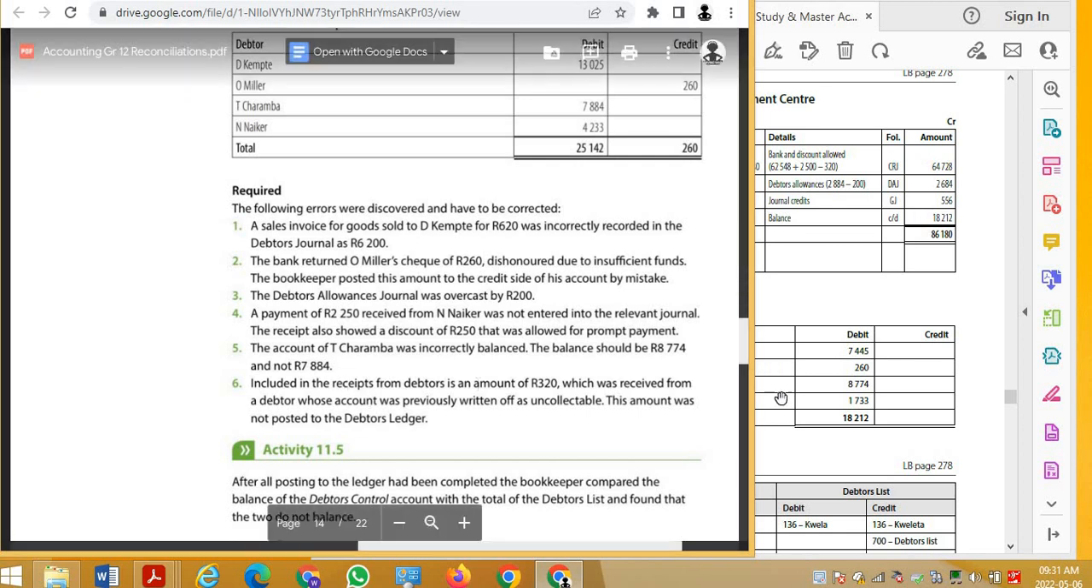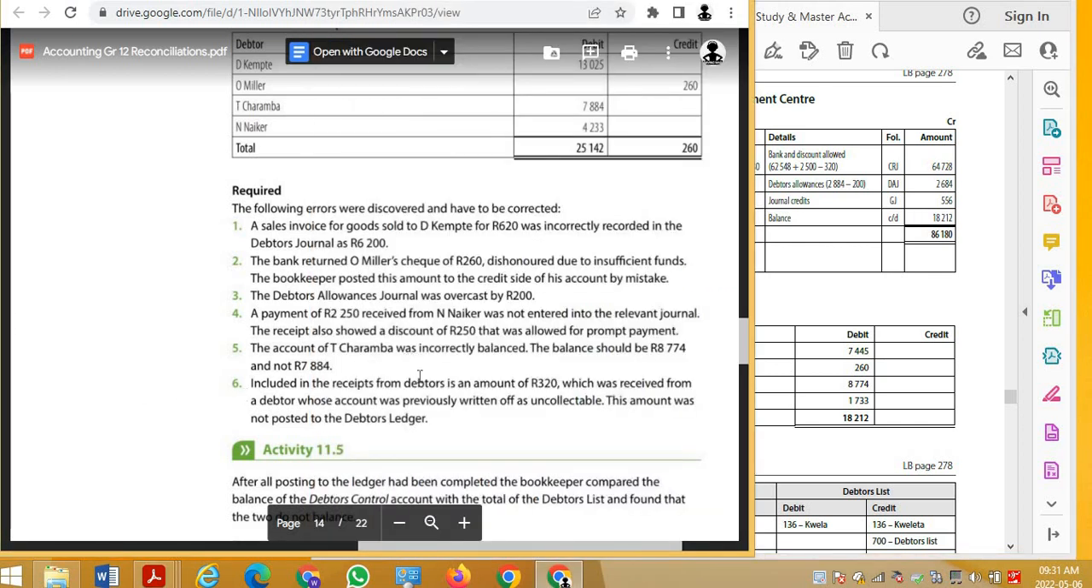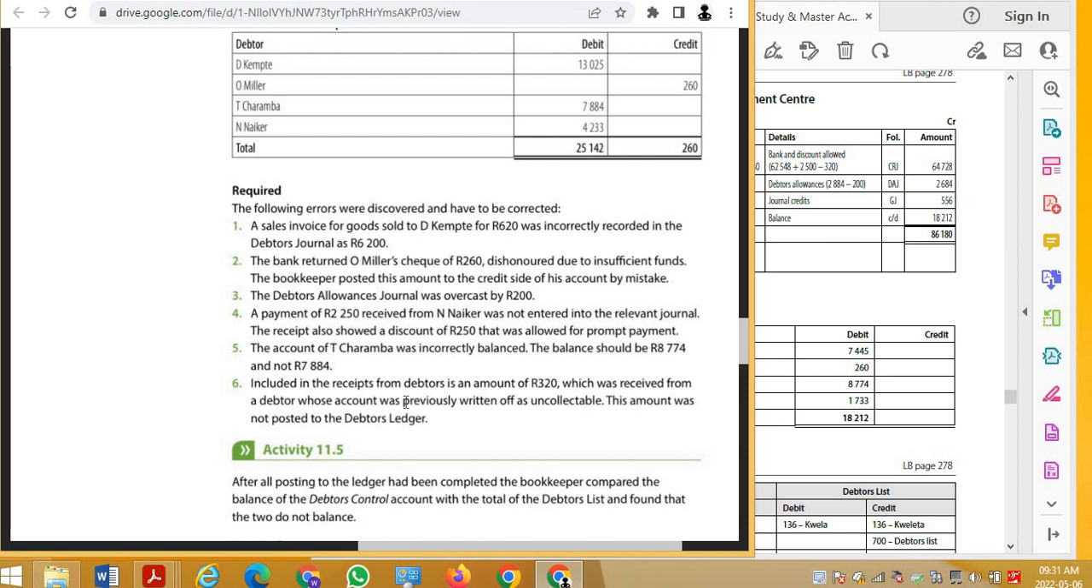Number 6, and as you can see, there's the 890, right? It was too little. Included in the receipts for debtors, meaning cash receipts journal. In the cash receipts journal total, there is an amount of 320 Rand, which was received from a debtor whose account was previously written off as uncollectible.